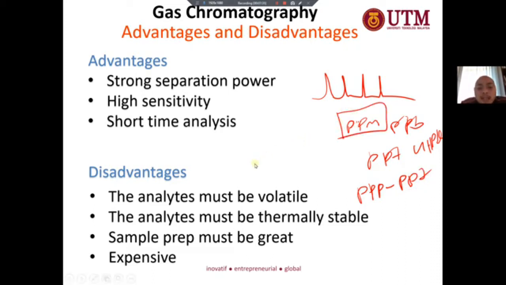Okay, the disadvantages of the gas chromatography. This one you need to understand and learn.